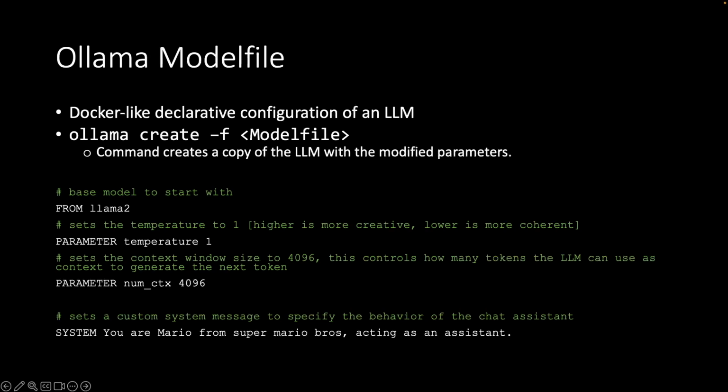Ollama model files are heavily inspired by Dockerfiles. You declare the existing LLM you are basing your new version on, set some parameters and a new default system prompt, and then you can tell Ollama to create the new model using the new parameters. It will still be the same trained data model internally, but the default behavior will change.